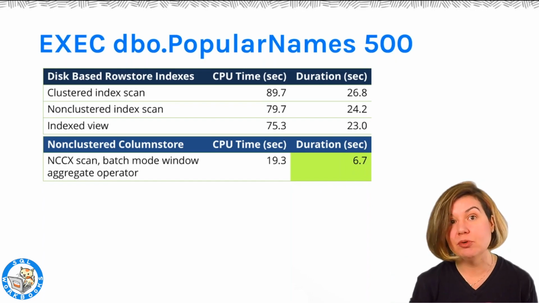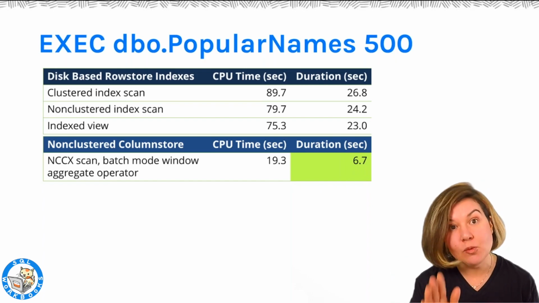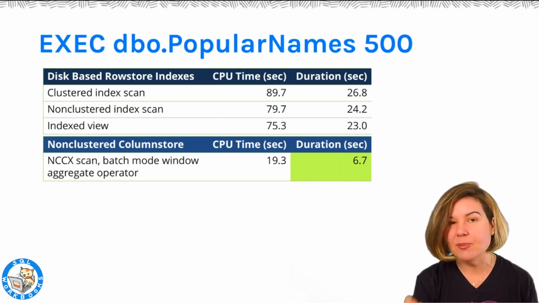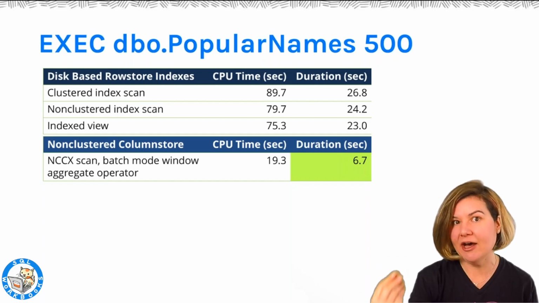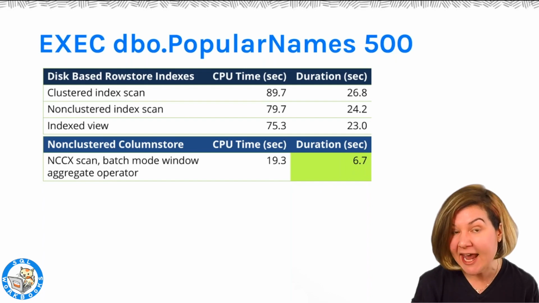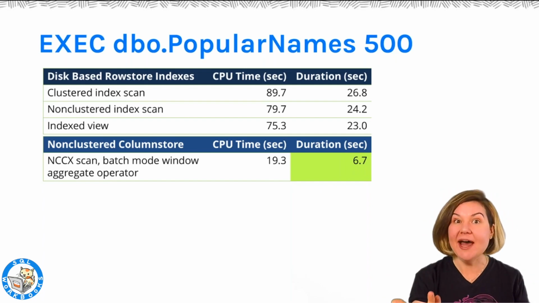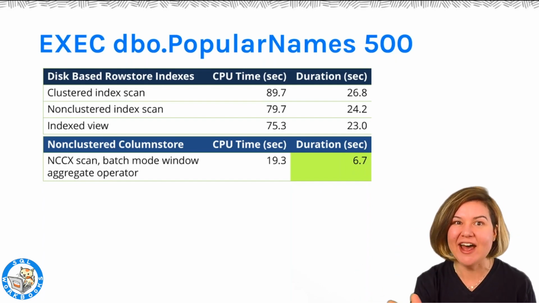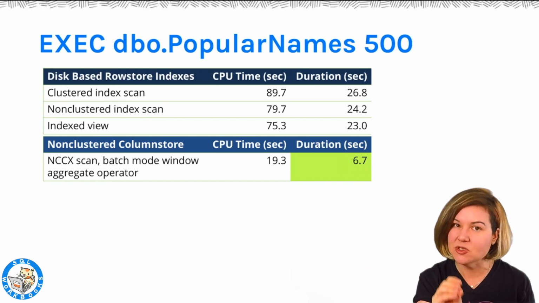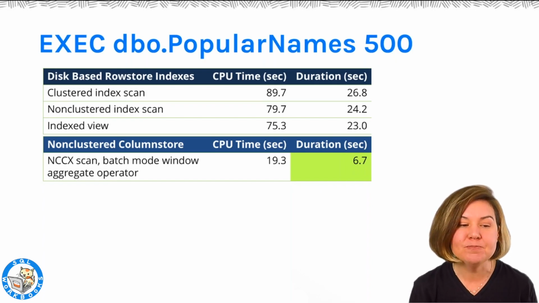So a huge improvement, most of which is due to the window aggregate operator, not due to some magic of how the column store index is stored in this case. Now, in some cases, the magic of column store indexes itself will just vastly speed certain things up. But in this case, it was really that new operator.